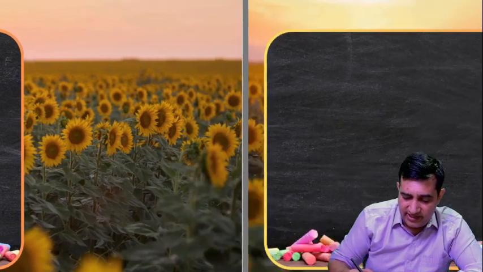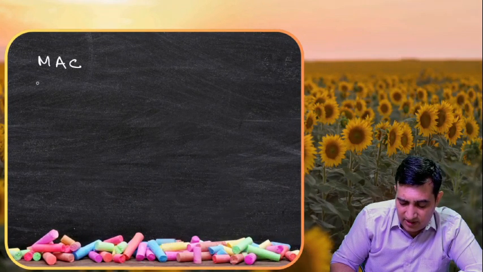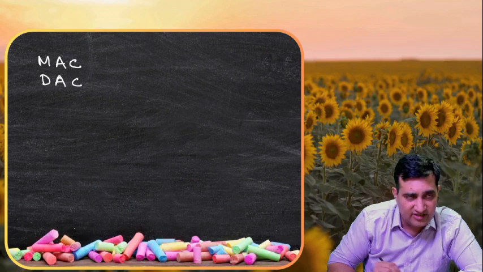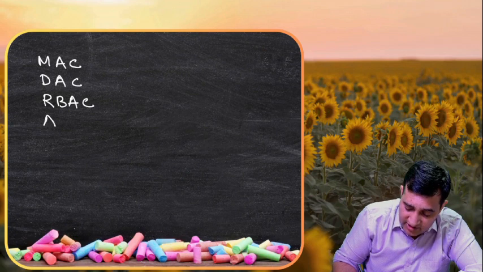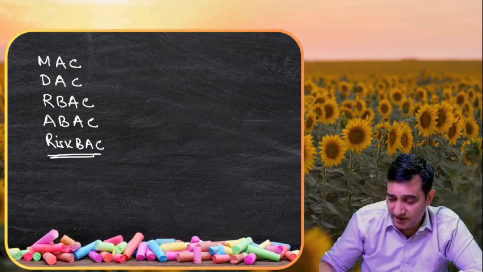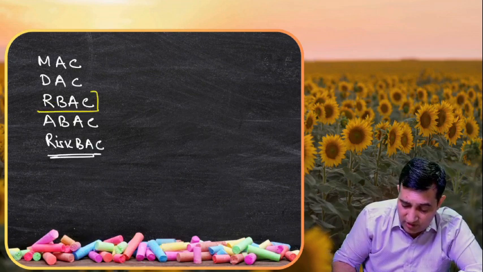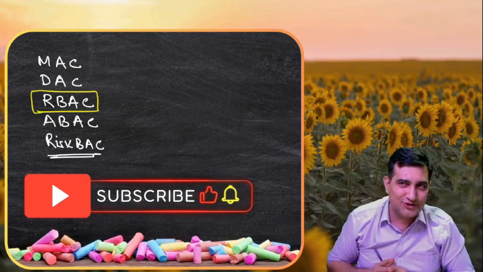So this was in a nutshell about mandatory access controls. Then we discussed discretionary access control, which is based on the discretion of the user. We have discussed role-based access control, attribute-based access control, and then risk-based access control. Most testable in your exam is going to be role-based access control, so expect a lot of questions from this area.